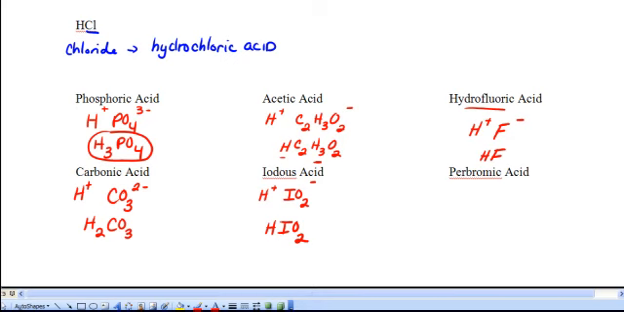And finally, we have perbromic acid. Perbromic comes from perbromate, which is BrO4, 1-. And when you combine that with a hydrogen, which is a +1, you only need 1 hydrogen to balance the charge, so it's going to be HBrO4, perbromic acid. So again, you change your ates to ics, your ites to ous. IDE is hydro-ic acid, and it works in the reverse just the same.